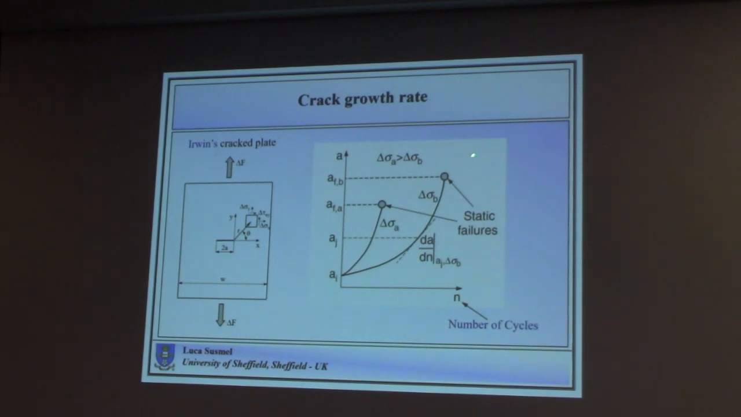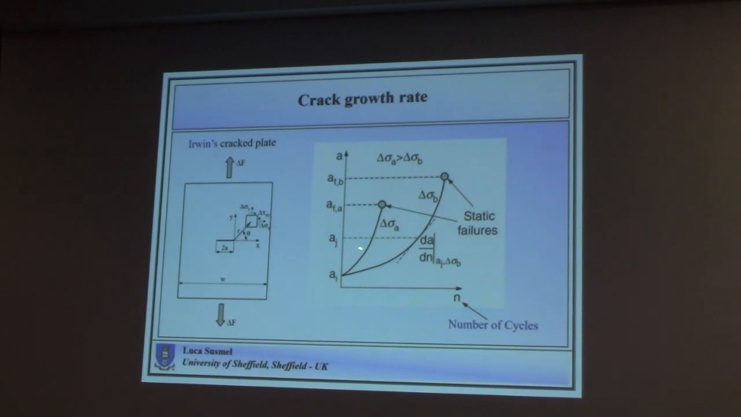And now we consider two cases. The first case, the initial length is the same. The threshold, the range of the nominal stress for case A is larger than the range of the nominal stress for case B. And this is the way the crack propagates. And the crack keeps going, and at a certain point the two cracks will be so long that our plate fails statically under the maximum applied force.